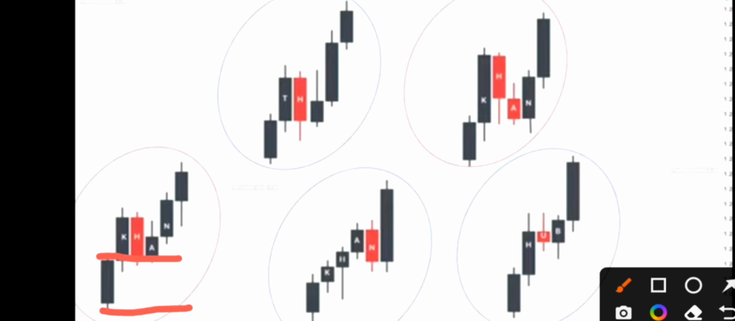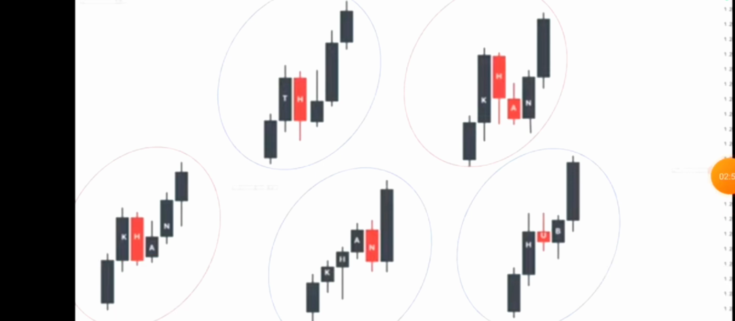So for you to have a valid pullback, the market must come down to break the low of this particular candle. When we are in a bullish candle, the market must go down, either wick or close below it, before you can say you are having a valid pullback. Now, looking at this currently, do we have any valid pullback for this first candle? No. Now let's go to the second candle.